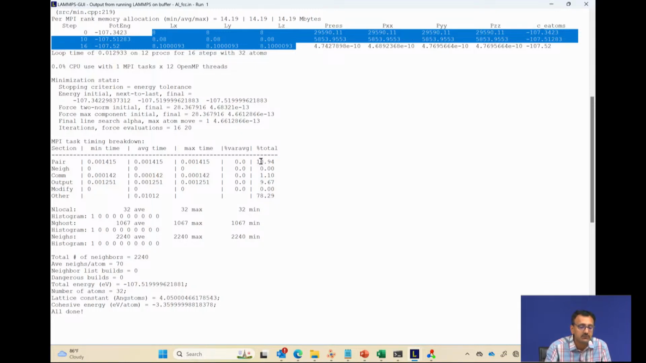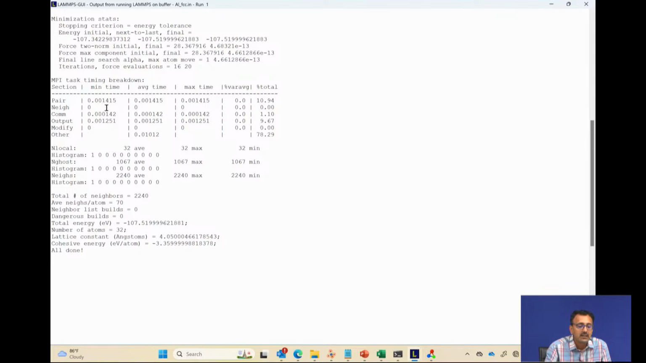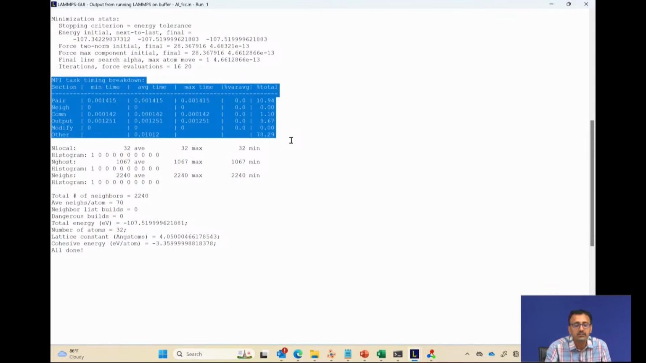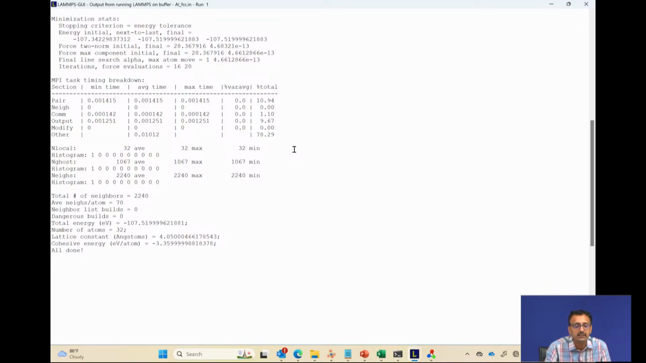So we'll visualize it in a moment. It also provides you a bit of a metric about the compute efficiency. So how much time went where in running this code, right? So what percentage of the compute time was spent in determining the pair potential, pair energies? So that's about 11%. What percent of the time was spent in outputting the data? It's quite a bit. You're probably outputting a lot of information, so it's spending 10% of the time outputting.